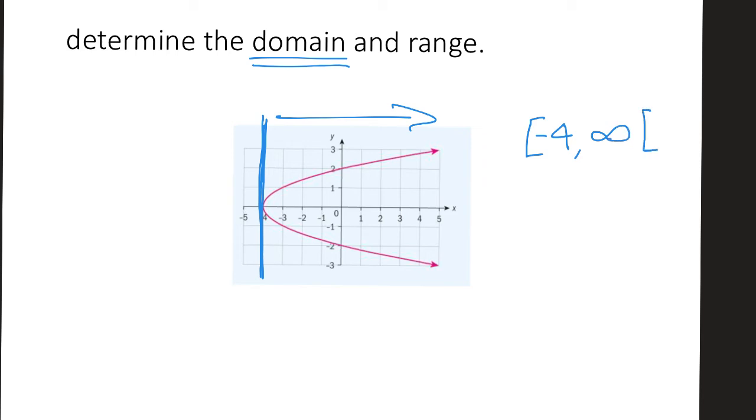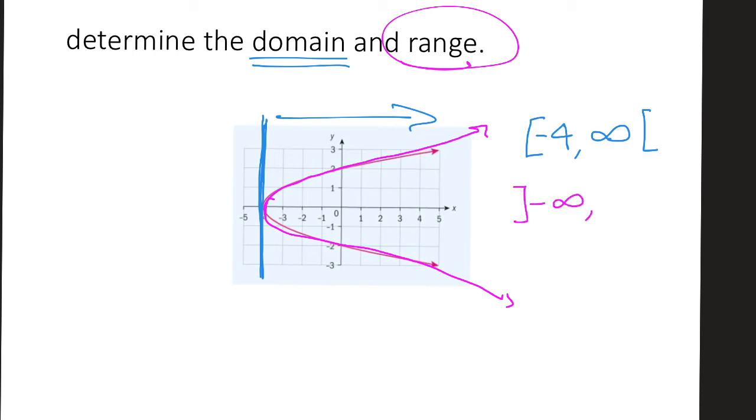Now, the range is the y values. Okay, and as this keeps going, it goes up and up and up forever, and this will keep going down and down and down forever. There is no top, there is no bottom. Okay, it goes from negative infinity to positive infinity. And notice that my symbols, right, they do not hug those infinity symbols because you'll never actually get there.